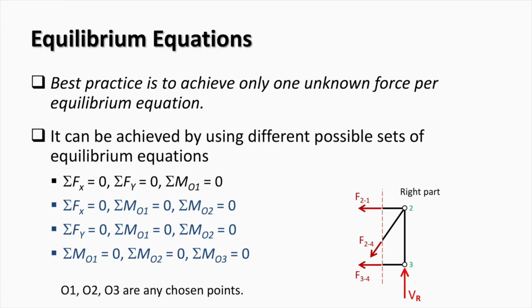In writing equilibrium equations, the best practice is to try and achieve only one unknown force per equilibrium equation. This can be achieved by using different possible sets of equilibrium equations. The standard set of these equations includes two sums of forces and one sum of moments. However, other sets are possible. They can include one sum of forces in the horizontal or vertical direction and two sums of moments about two different points. Another possible set is three sums of moments about three different points.